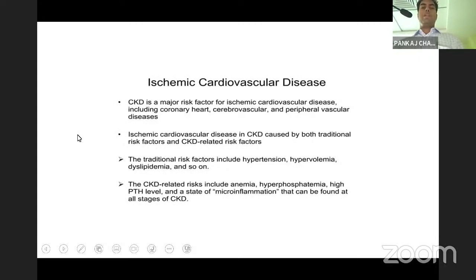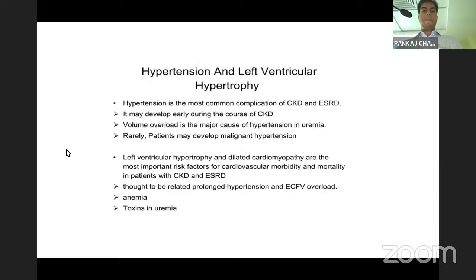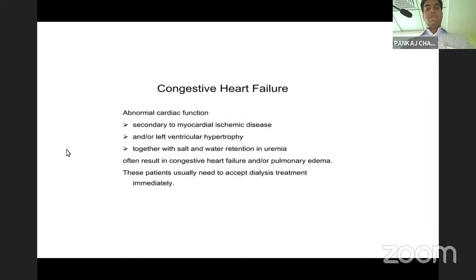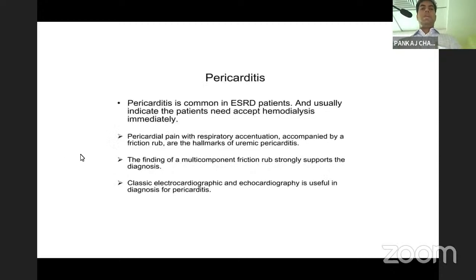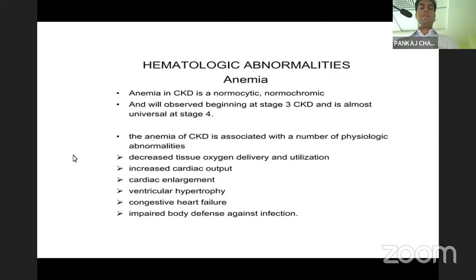Ischemic cardiovascular disease. CKD is a major risk factor for ischemic cardiovascular disease. Ischemic cardiovascular disease in CKD is caused by both traditional risk factors and CKD-related risk factors. Hypertension and left ventricular hypertrophy may occur. Pericarditis may be there, which may require renal replacement therapy.